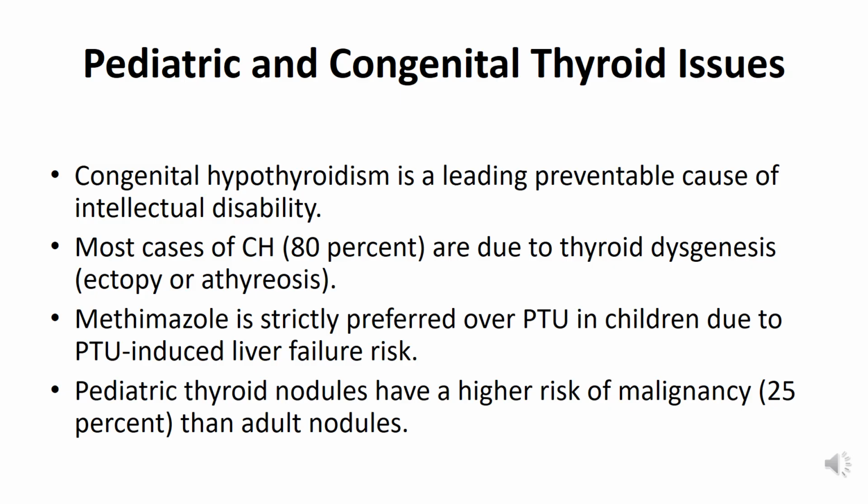Most cases of congenital hypothyroidism are caused by thyroid dysgenesis. This accounts for roughly 80% of cases. Thyroid dysgenesis means the thyroid gland fails to develop normally during fetal life. In some infants, the gland develops in the wrong location, a condition called ectopy. In others, the thyroid gland may be severely underdeveloped or completely absent, which is known as athyreosis.